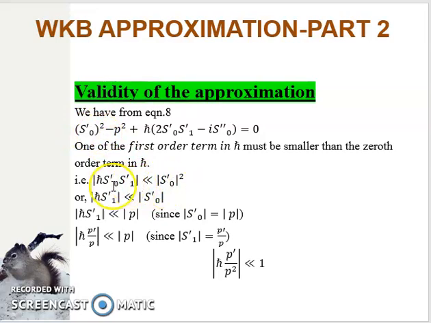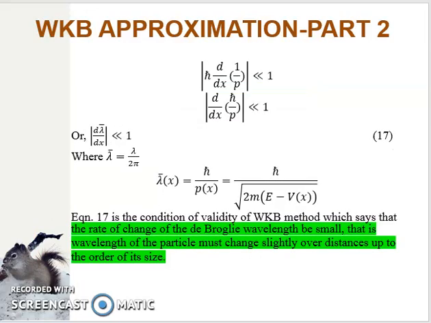So S1 and S0 dash cancel out from here, and we have h cross S1 dash much less than S0 dash, and since this is equal to P, on the right side we have P, and S1 dash is P dash by P. These things are mentioned in the previous lecture. So from here, when we move on to the next slide, we see it is h cross d by dx of 1 by P much less than 1.